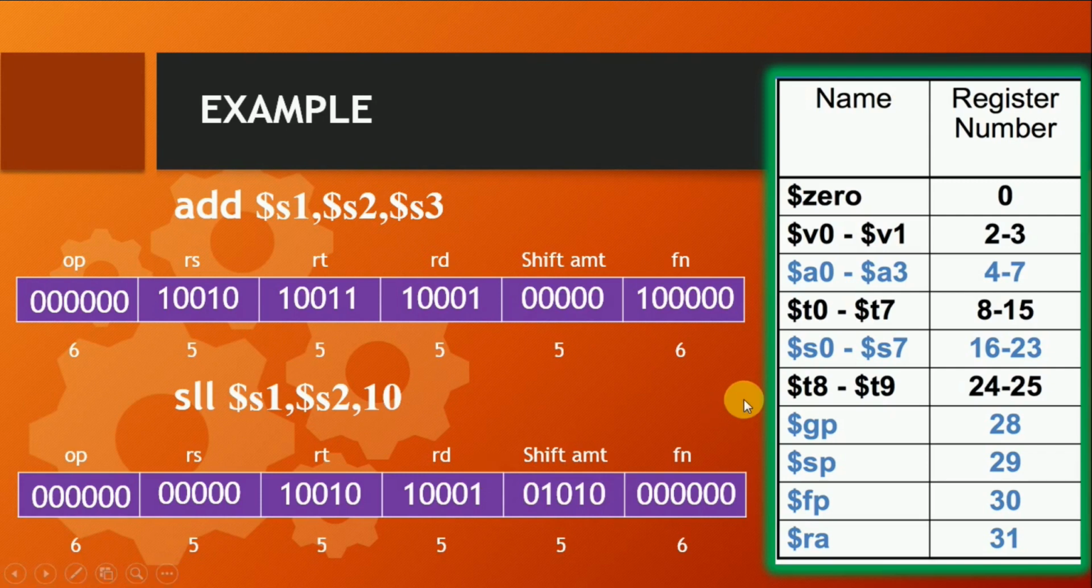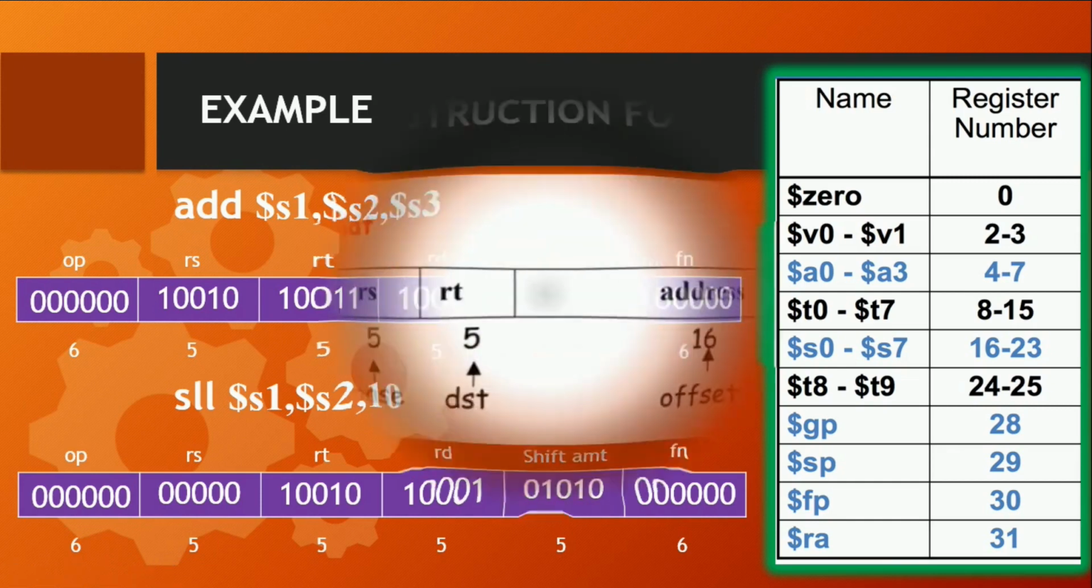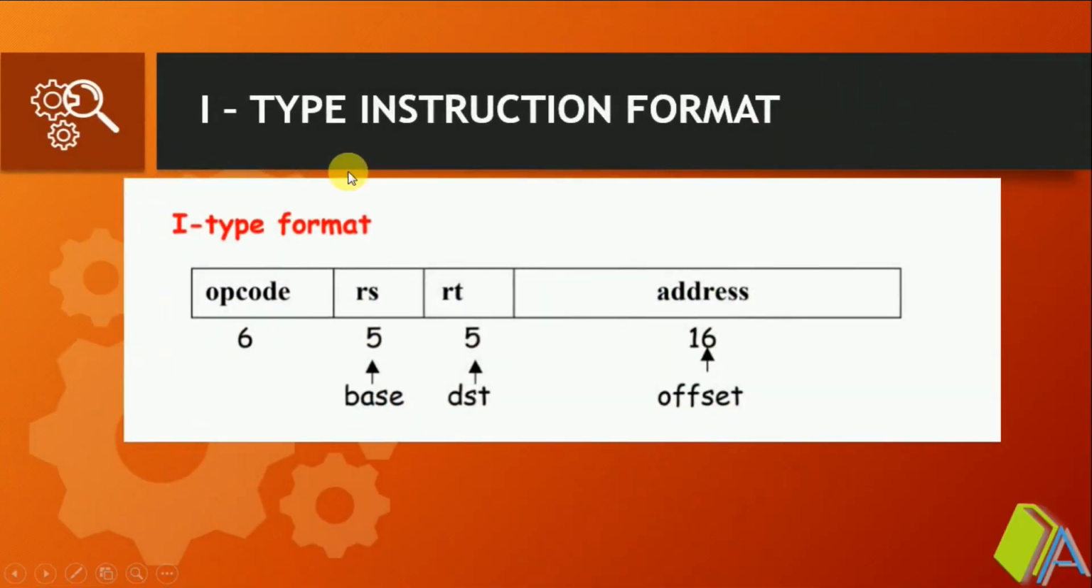Next we can see the second instruction format. The second instruction format is I-type. In I-type, I refers to immediate. Here we have 4 different fields. The 32 bits are split into 4 different fields. First one, 6 bits for opcode. The next two fields are for registers, and the last 16 bits are for address or offset or immediate value.